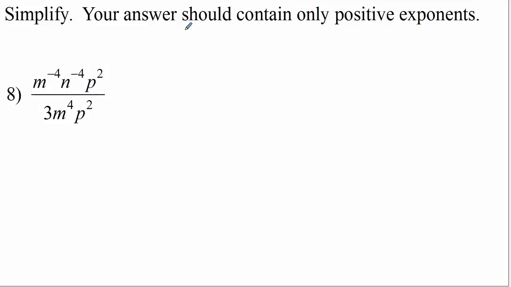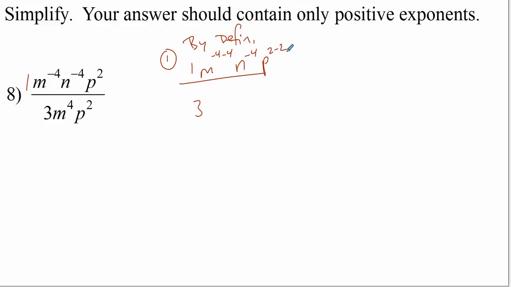Okay, this one here. First way is by definition. Remember, it means I'm going to actually subtract them. So this is a 1, so that's still a 1/3. Negative 4 minus 4, so m to the negative 8. n to the negative 4, that doesn't change because there are no n's on the bottom. And then p to the 2 minus 2, which gives me 1, m to the negative 8, n to the negative 4, and then p to the 0, all of it over 3.